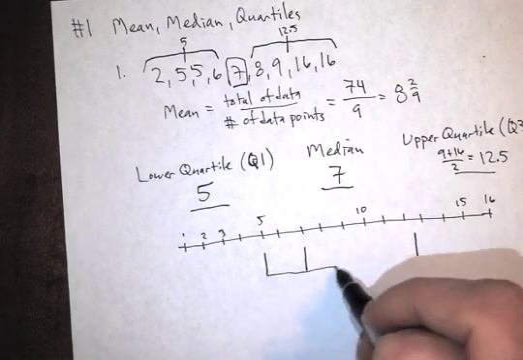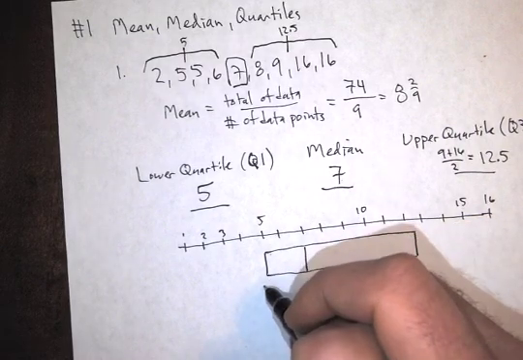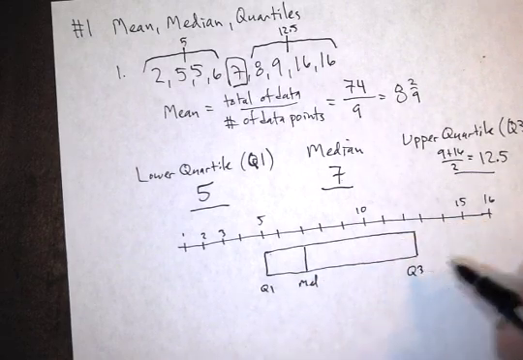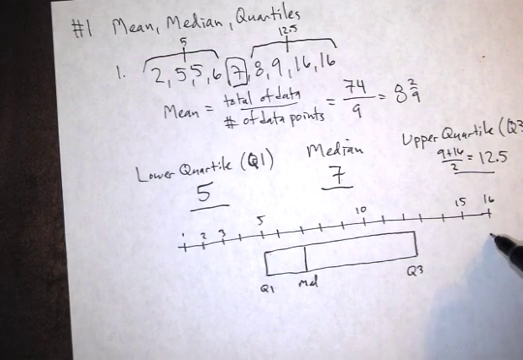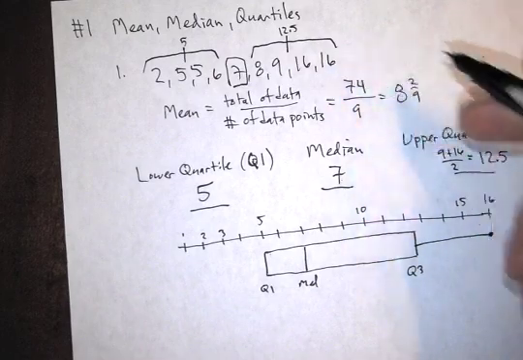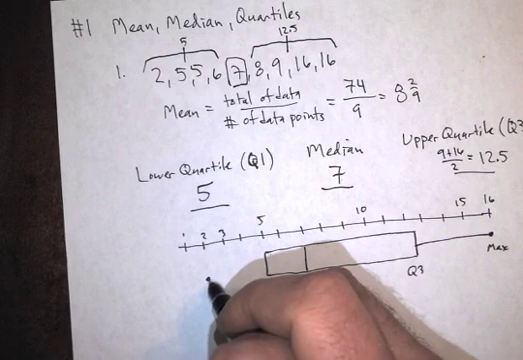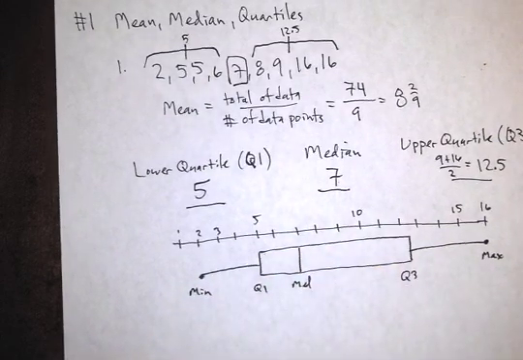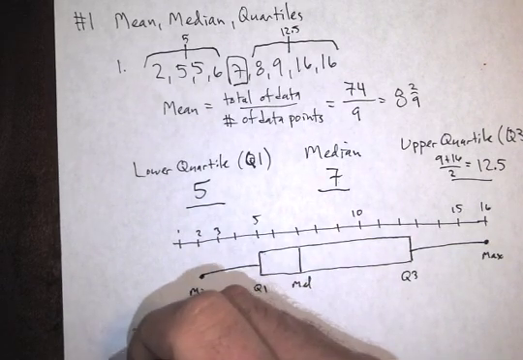Okay, that creates this box. This is the lower quartile, this is your median, and this is your upper quartile. That's the box. The whiskers go out to the highest and lowest number, so you put a dot at 16 and draw a whisker out to 16 because that's the max. The minimum was 2, so put a dot at 2, and this other whisker is the min. So that's a box and whisker plot. Just draw a number line always and make your box and whisker underneath the number line.